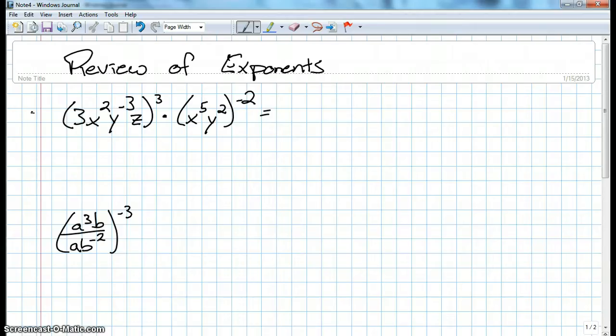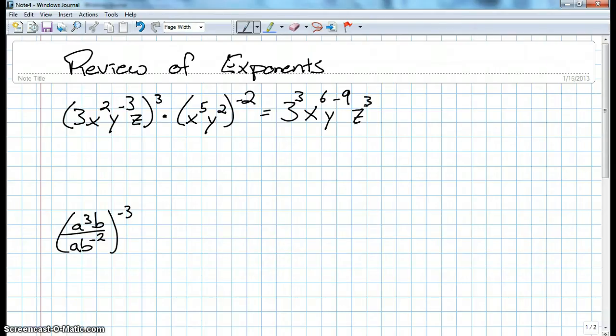So you're right. We have to take this 3 on the outside of the parentheses and make sure that it goes on every single term. So it becomes 3 to the third, x to the what? 6th. Thank you. X to the 6th, y to the negative 9th, and then z to the third. Good. Barrett's all over it.